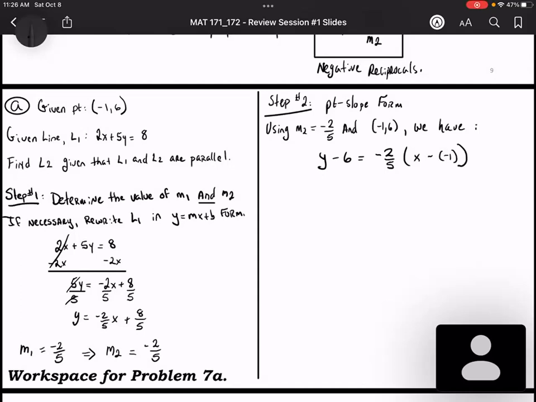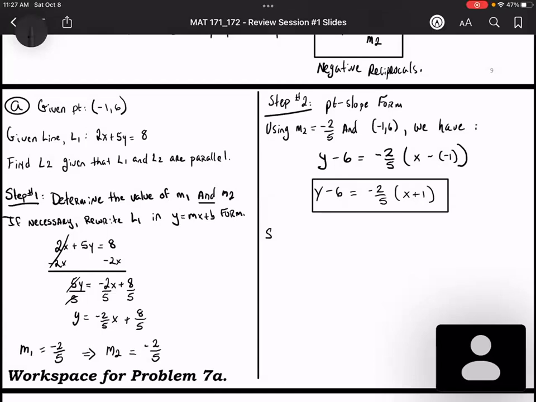Can I simplify my point slope form just a tad bit? How can I rewrite this or just simplify it? Just a little tad of simplifying. Yes, that's right. The x minus -1 will become x plus 1. So for the step 2 final answer, you will enter y minus 6 equals -2/5 times x plus 1. And there you go.